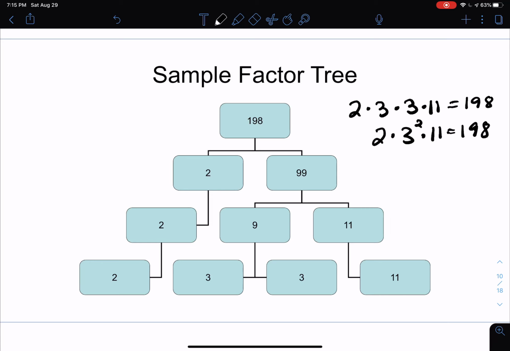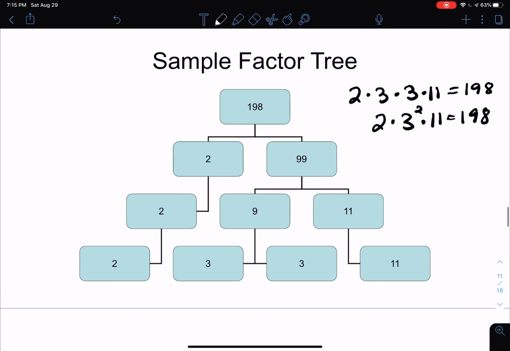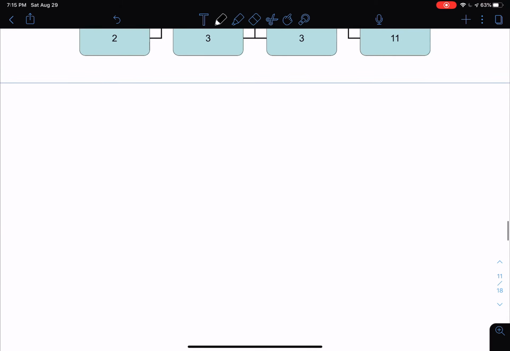Now when you're doing your factor tree, one of the first questions usually asked is, but what if I don't do 2 times 99 first? Well, that's okay. Do something else. Let's see, 198. 1 plus 9 is 10. 10 plus 8 is 18. Yeah, I can use 3, because 3 goes into 18. So instead of 2 times 99, I could say 3 times 66. That's perfectly fine. I would bring the 3 down because it's prime.